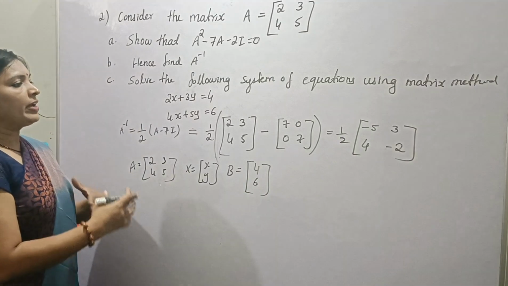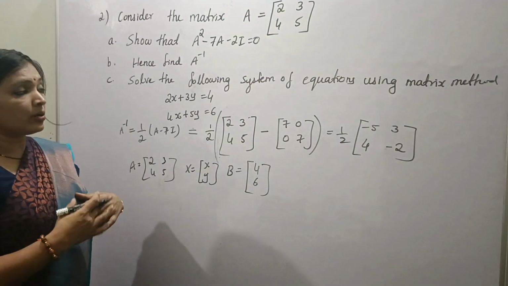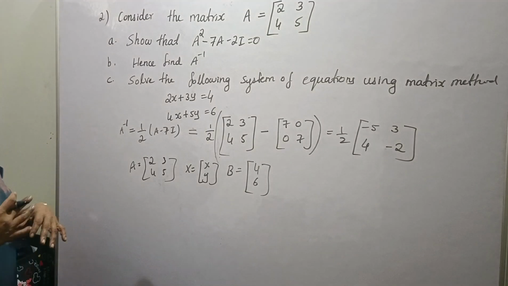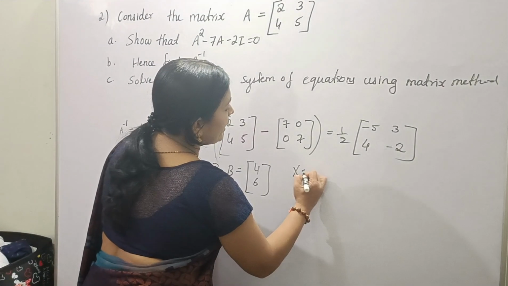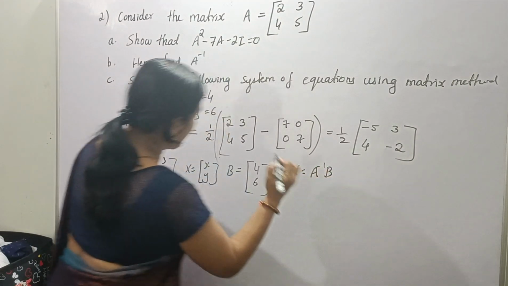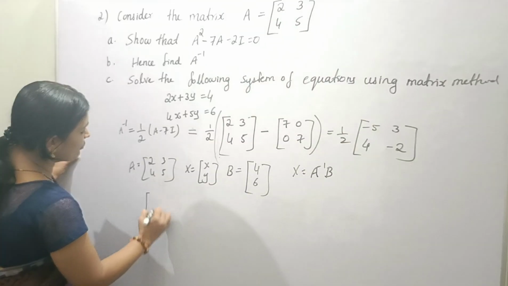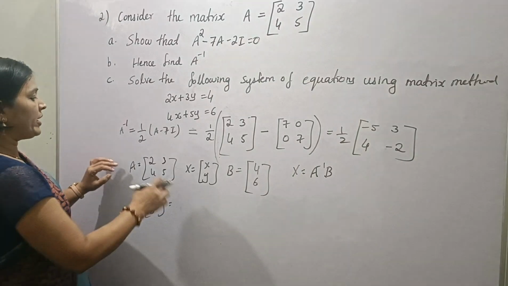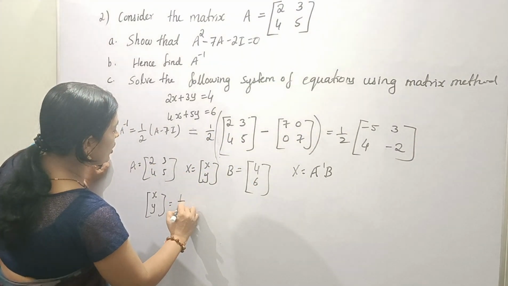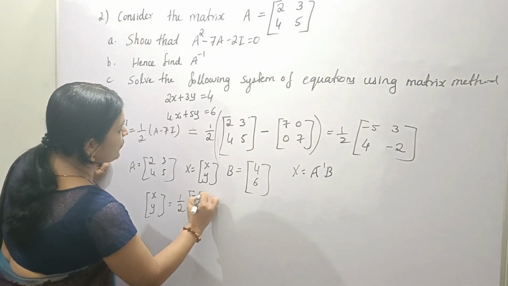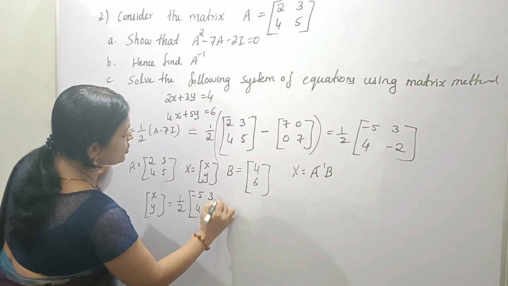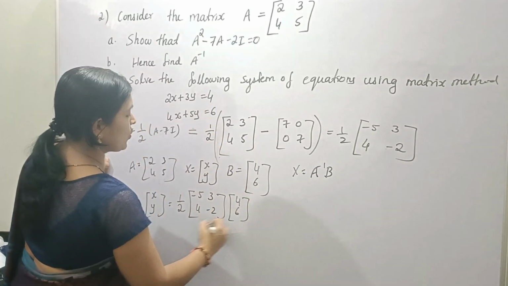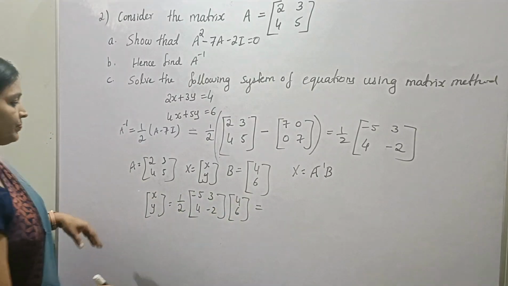Here we have already got the value of matrix A inverse, right? So directly let's go to the formula, that is X is equal to A inverse B. So X is equal to A inverse B. What is A inverse? 1 by 2 into minus 5, 3, 4, minus 2, into 4, 6. Now let's multiply this.